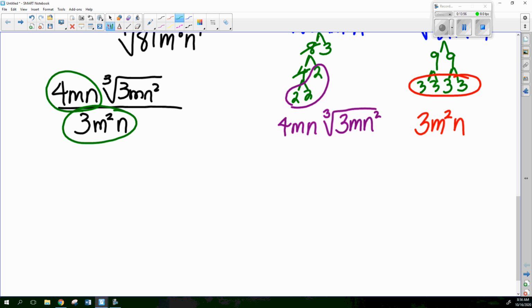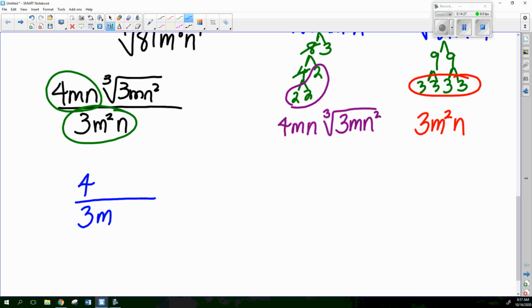Now, can I do anything with 4 divided by 3? No, but what about the letters? We just talked about that. What do you do when you're dividing letters? Subtract. And you need to subtract to wherever the bigger one is. Okay? So I have 1 m on top and 2 on the bottom. When I subtract, how many are left and where is it? 1 on the bottom.